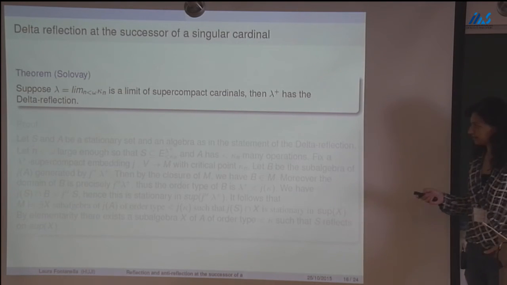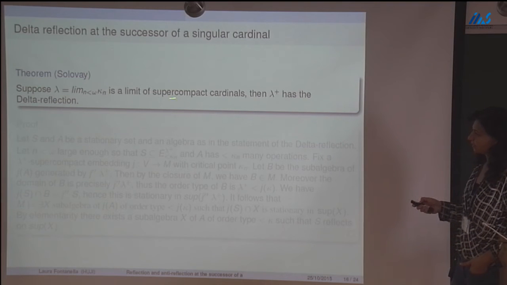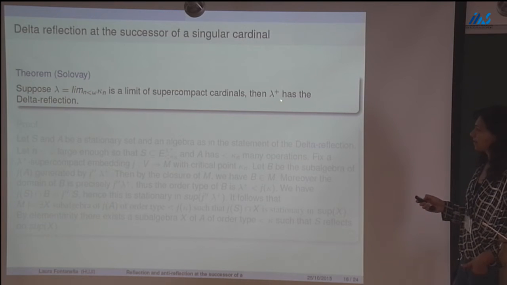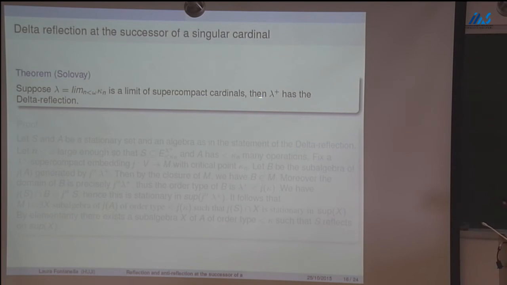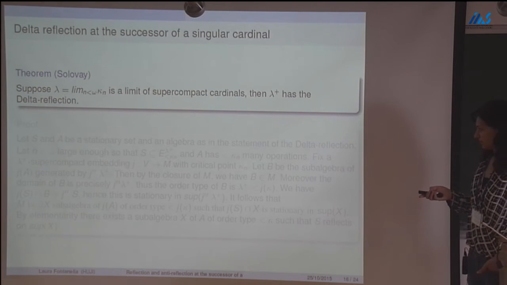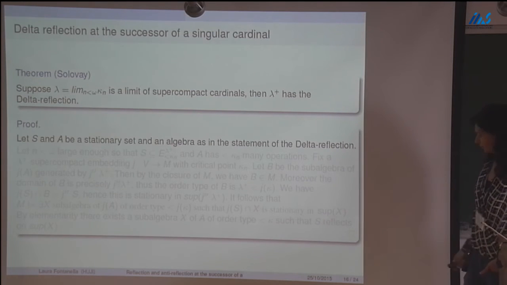And the key lemma is this. If you have a limit of supercompact cardinals kappa n, let's say that lambda is this limit, then lambda plus has the delta reflection. So the idea is that you use this lemma to get the delta reflection at the successor of a singular cardinal, and then you want to transform lambda plus into aleph omega squared plus 1. Okay, so it's not difficult to prove this lemma. So we can go into the proof of this lemma.